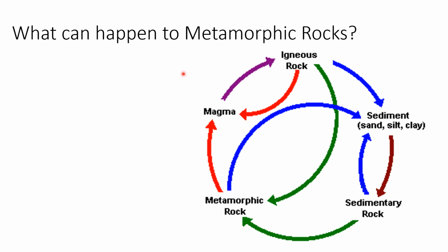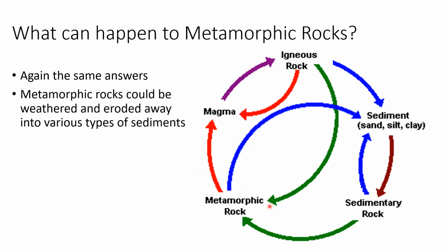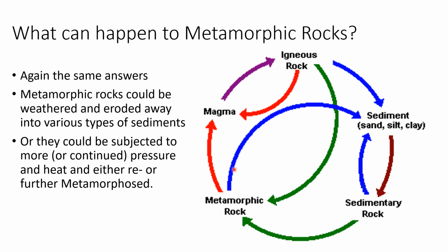And then one last slide here to talk about metamorphic rocks. So with the other rocks, we talked about what could happen to them. So what do you think might be possible to happen to metamorphic rocks? Well, it's exactly the same answer yet again. So what could we do with our metamorphic rock? We could weather it away into sediments, same thing, and then those sediments get reused into something else. That's kind of an important one that he left off.